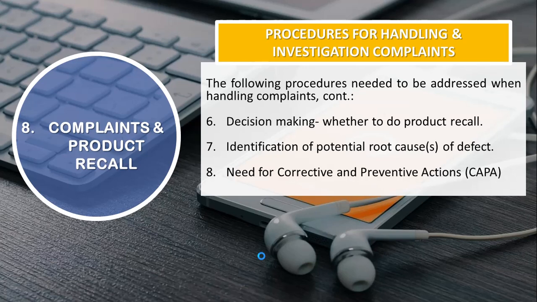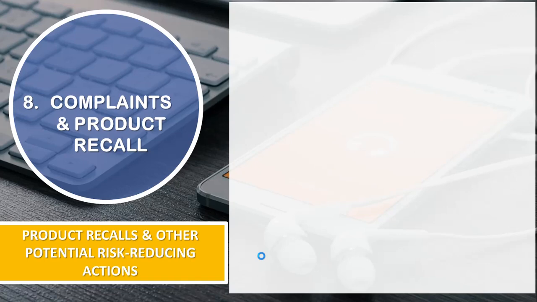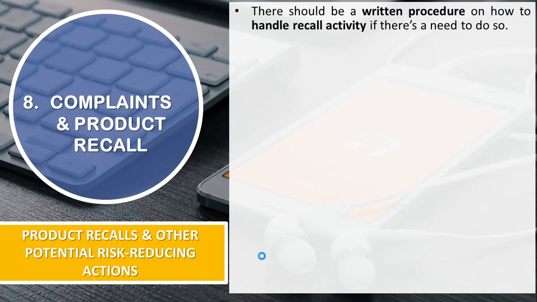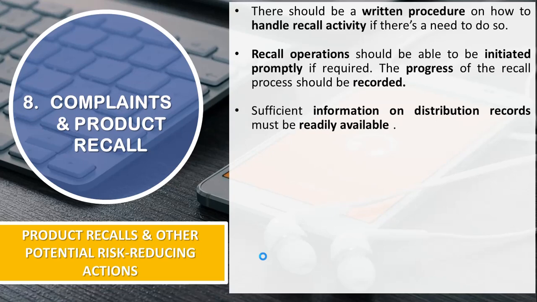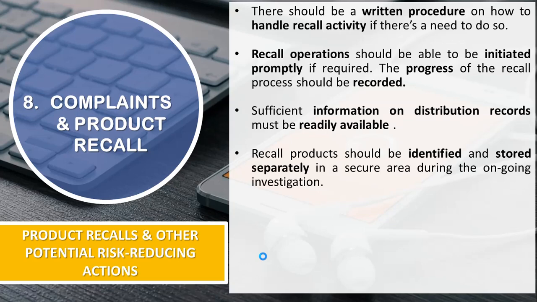In a manufacturing company, especially those from the medicinal and food industry, the management must be prepared for any possibilities of product recall. There must be a clear written procedure on how to handle a recall operation if there is any urgency to do so. The organization also must be able to initiate a prompt recall operation if there is the need. All ongoing recall activity must be recorded. Information on all distribution networks must be readily available to enable efficient product recall. The recalled products must be clearly identified and stored separately during the investigation.